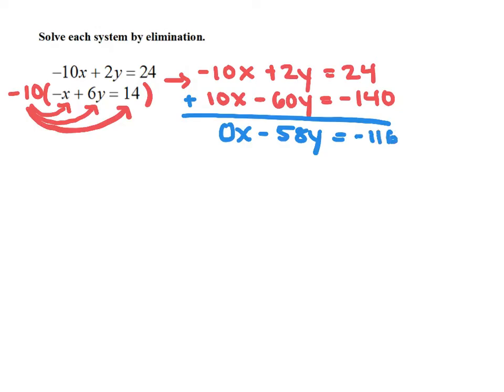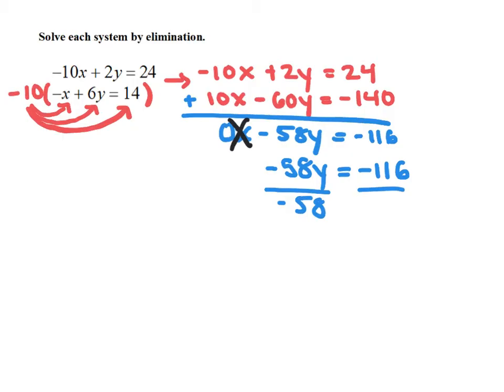Now that 0x cancels out and I don't have to write it. So my equation is really negative 58y equals negative 116. To solve for y, I would divide both sides by negative 58 to get y equals 2. Now I can plug that back into one of the original equations.